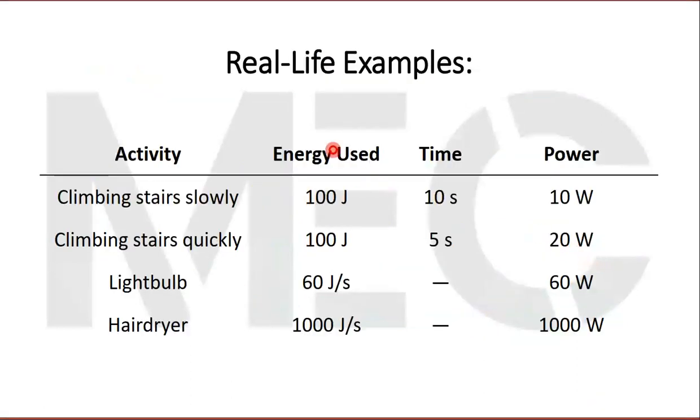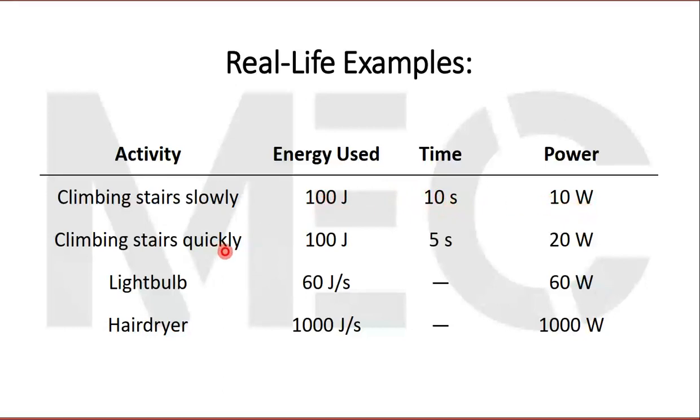Okay, these are some real-life examples of power. These are activities in the first column, and then the energy used, and then time and power. Climbing stairs slowly, for example, if it takes 100 joules and 10 seconds to do it, energy divided by time will be power. So 10 watts of power is needed for such an activity.